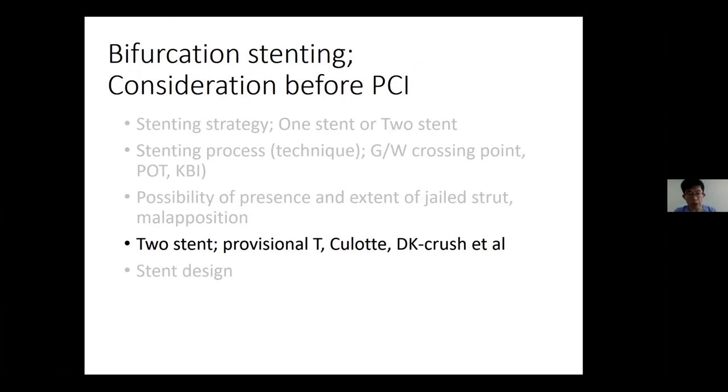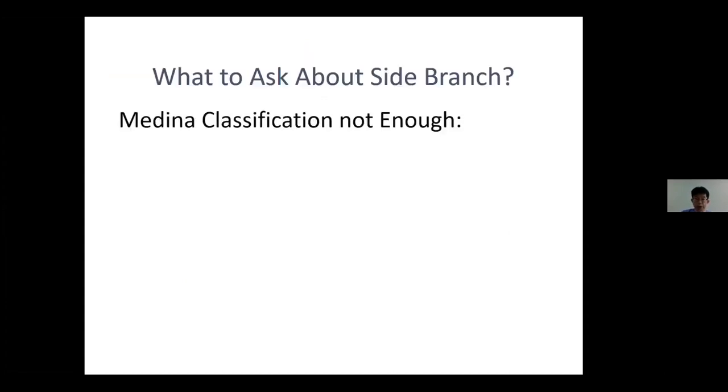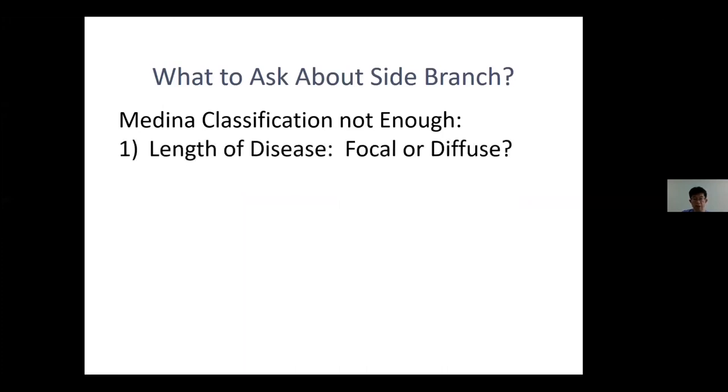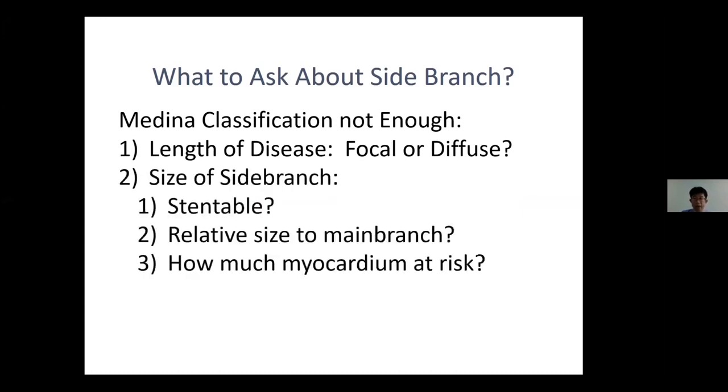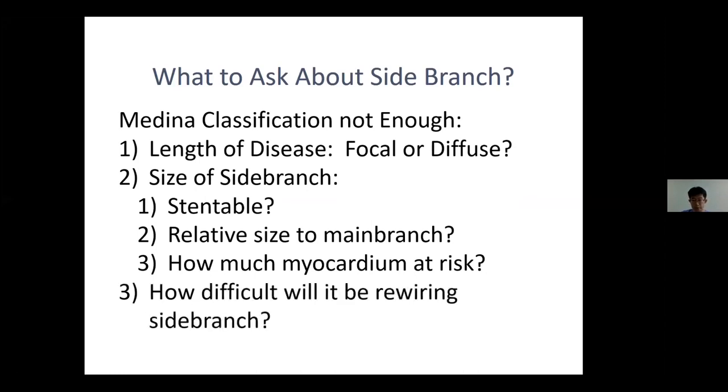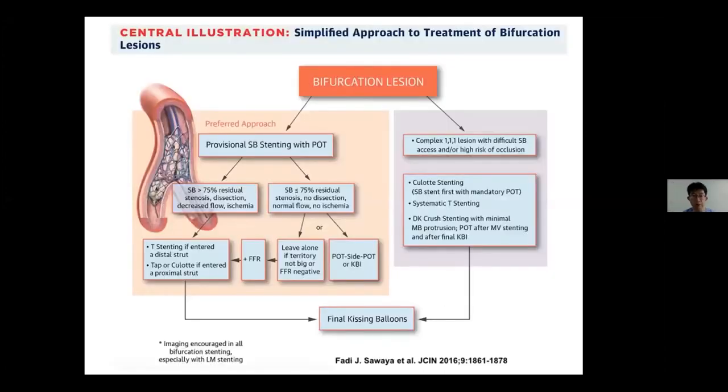So next theme is two stent, provisional, T stent or culotte stent, or DK crush. What to ask about the side branch? Medina classification is not enough, because length of disease is a very important consideration for the side branch. Focal or diffuse, and the size of the side branch, stentable, relative size to the main branch, how much myocardium at risk, and how difficult rewiring the side branch will be are very important. And angle of origin is very important: less than 70 degrees or more than 70.